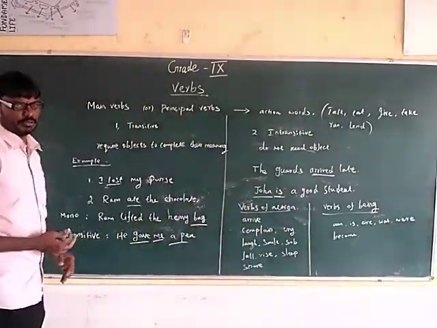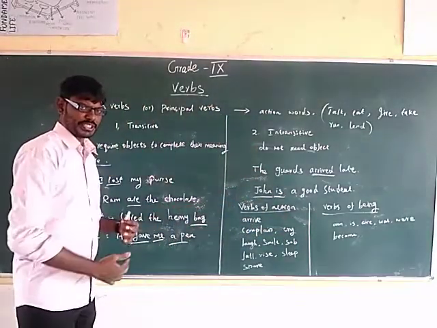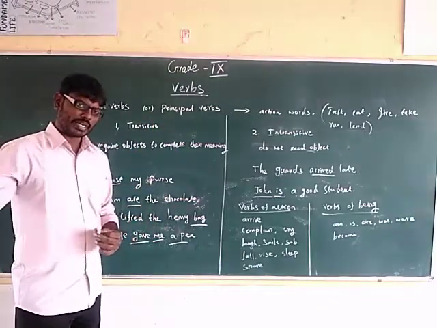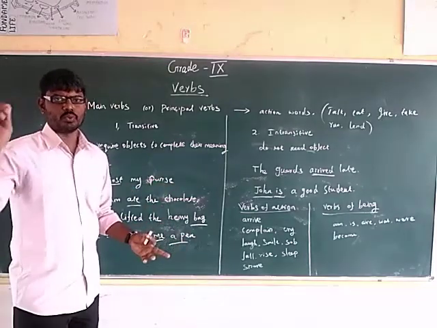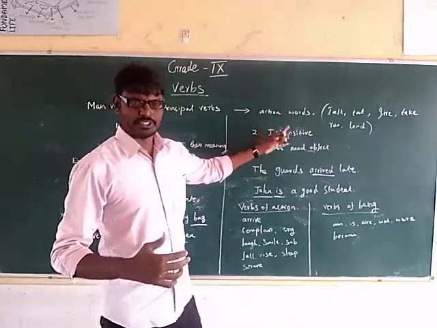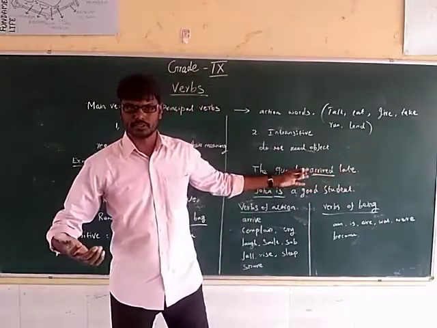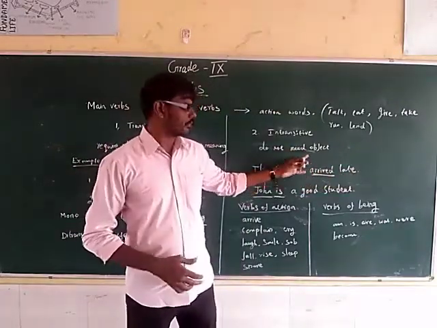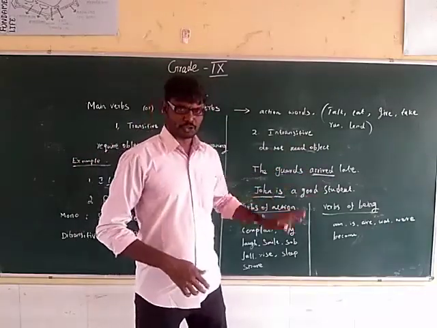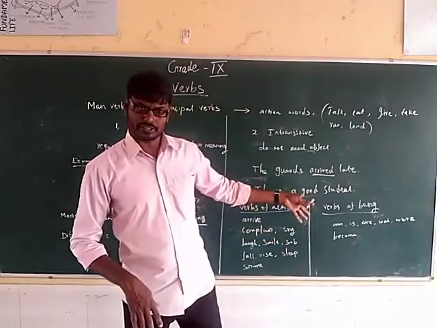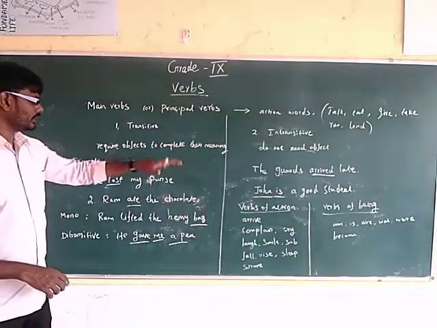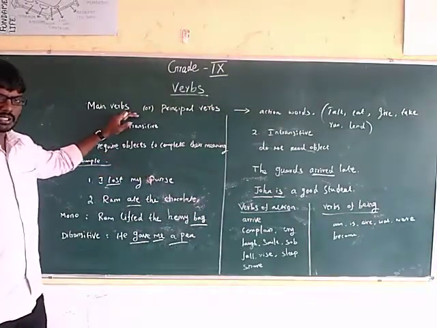This is intransitive verb. So main verbs can be classified into one is transitive, another one is intransitive. Transitive verb can further be classified into monotransitive and ditransitive. Monotransitive verb has only one object. Ditransitive has two objects. An intransitive verb doesn't require any object to make sense. Without an object you can make a sentence by having an intransitive verb. For example, John is a good student. Verbs of action and state of being. This is how we can conclude the main verbs or principal verbs.